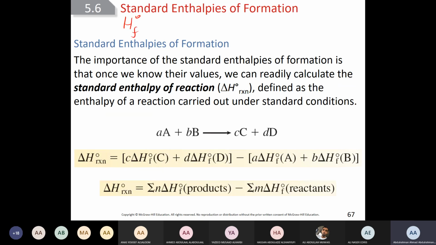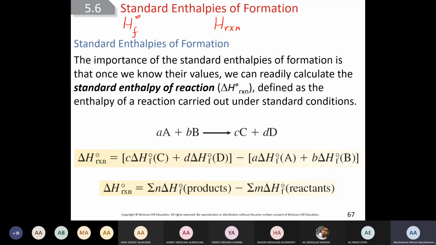What's this called? Standard enthalpies of formation. Very good. What's this? Enthalpy of reaction. Exactly. Enthalpy of reaction. All right.